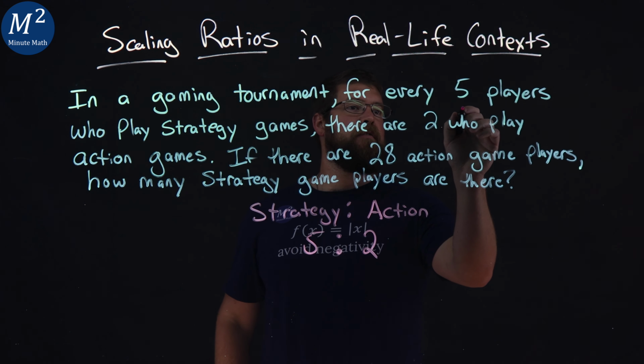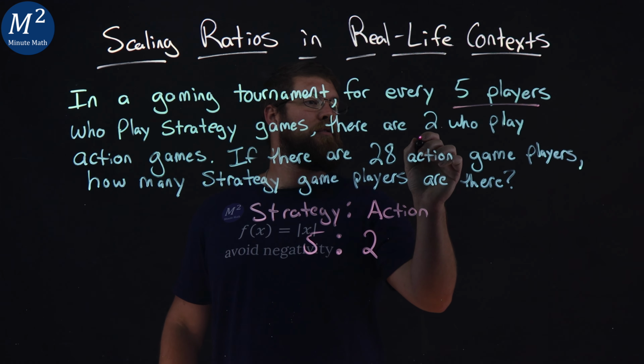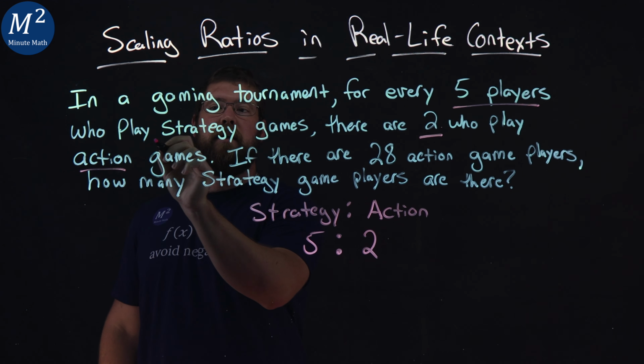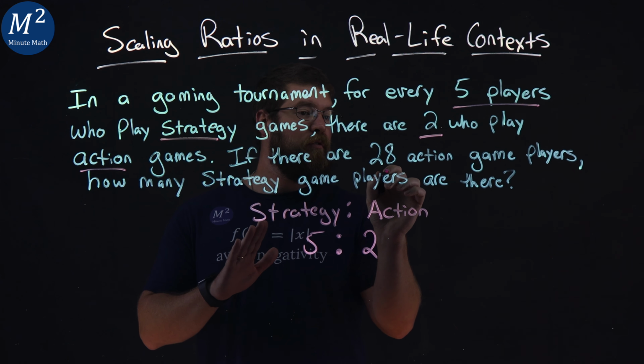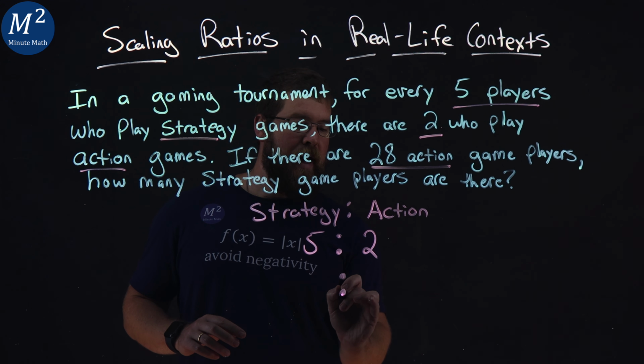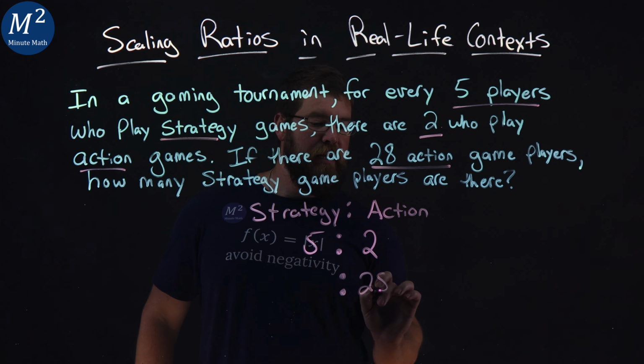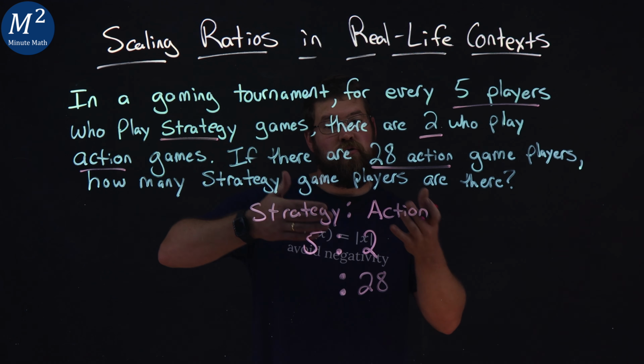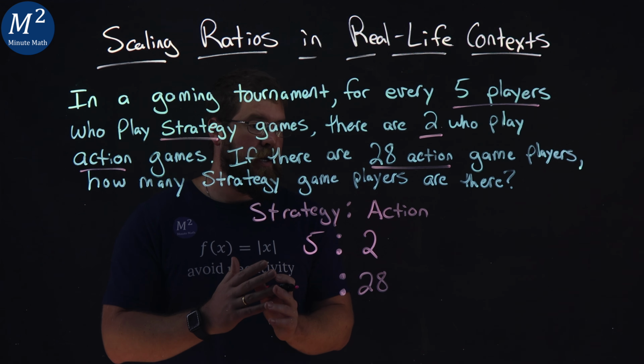Now, they tell us here, so we're highlighting this, 5 players play strategy and 2 play action games right here, right? Now they're telling us we have 28 action game players. So on the side of the action, I'll put a 28 here, and I'm going to see how many strategy game players go with that ratio.